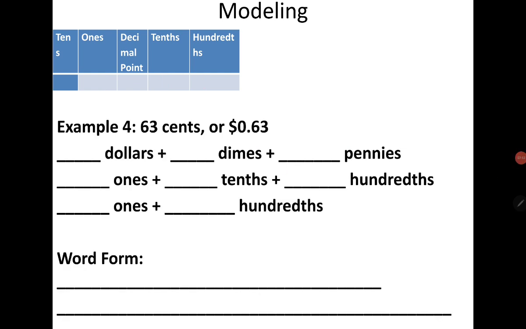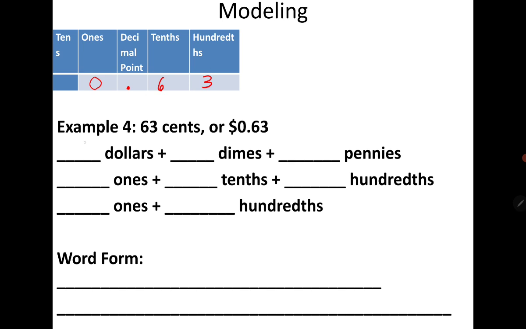Okay, example 4 says 63 cents, or $0.63. So if we put that in the place value chart, we're going to put a 0 in the ones place, decimal point, and then our 6 and our 3. So we would read that as 0 and 63 hundredths, or just 63 hundredths.